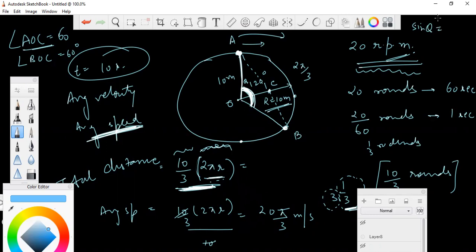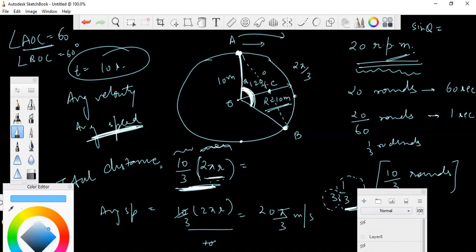What is the value of sine theta in triangle AOC? I told you to tell me the ratio. Sine theta is perpendicular by hypotenuse. So in triangle AOC, it'll be OC by OA? No, sine theta was supposed to be AC by AO. It's perpendicular by hypotenuse, AC by OA.